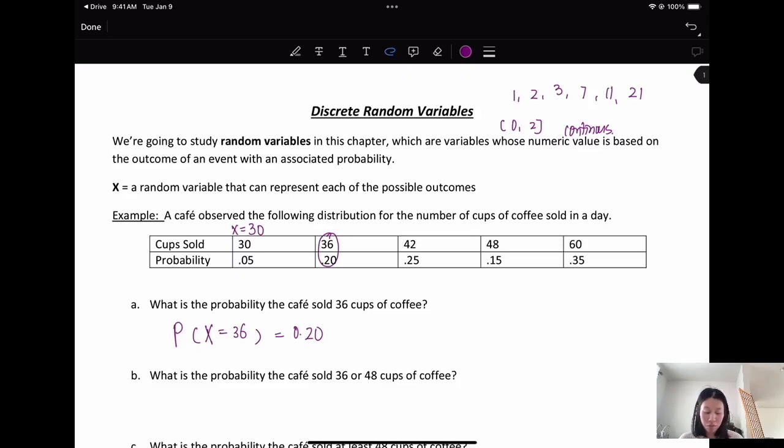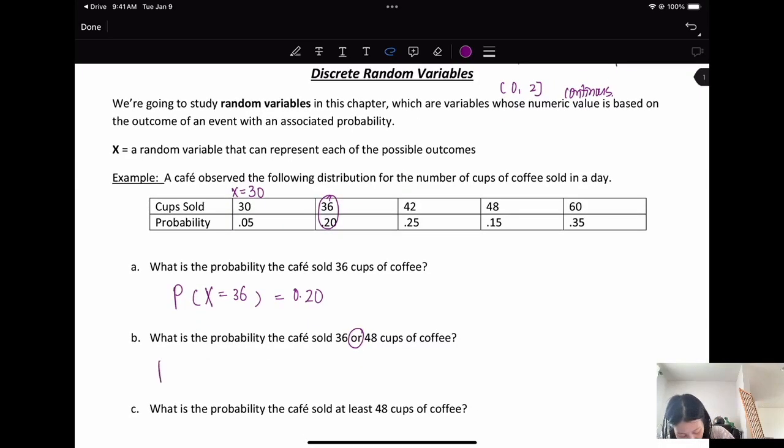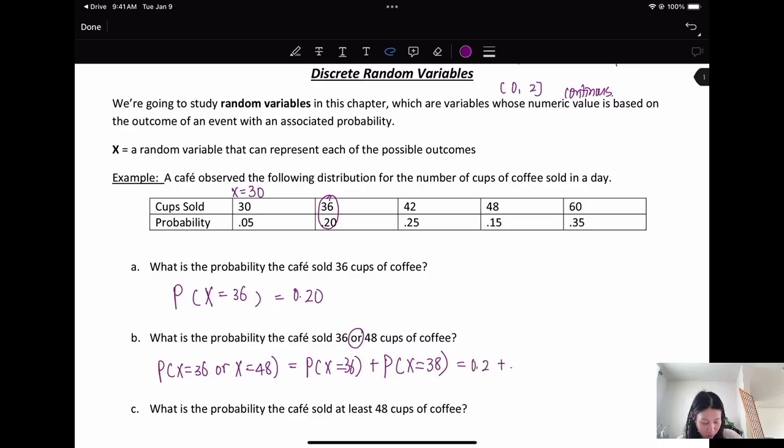Now, what is the probability that the cafe sold 36 or 14.8 cups of coffee? In the earlier chapter, we talked about "or". When you see an "or", that means this is going to be an addition. So we want to write x equals 36 or x equals 48 as the probability of selling 13.6 cups plus the probability of selling 13.8 cups. This equals 0.2 plus 0.15, which together is 0.35, a 35% chance that you're selling either 13.6 cups or 14.8 cups.